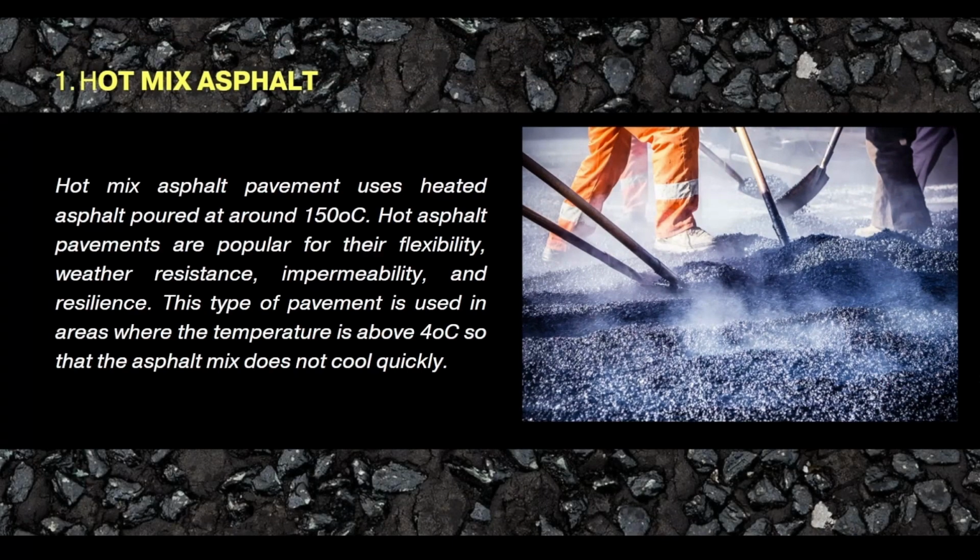So in a hot mix asphalt pavement, hot asphalt is poured at around 150 degrees Celsius. Hot asphalt pavements are popular for their flexibility, weather resistance, impermeability, and resilience. This type of pavement is used in areas where the temperature is above 40 degrees Celsius so that the asphalt mix does not cool quickly.